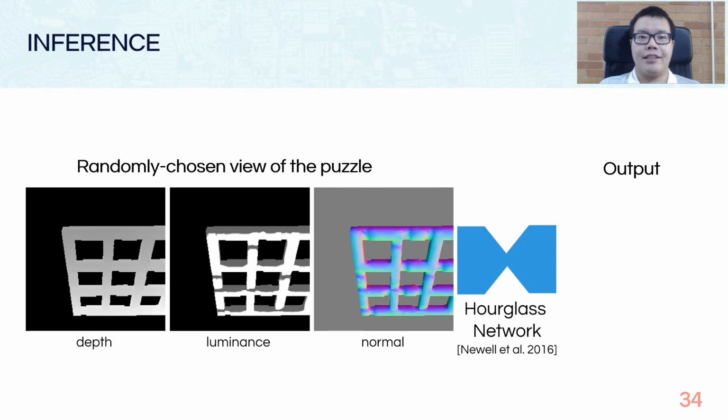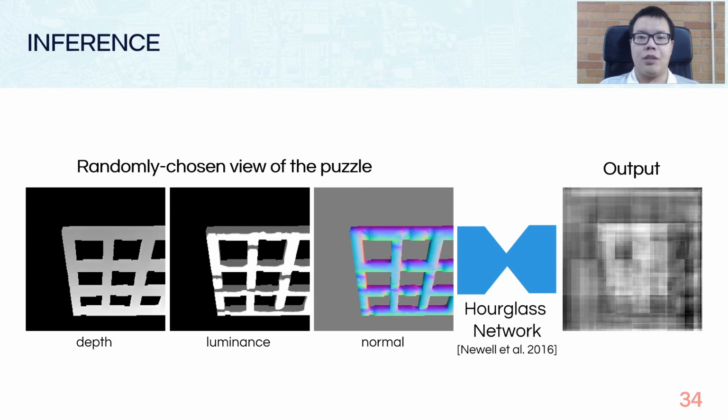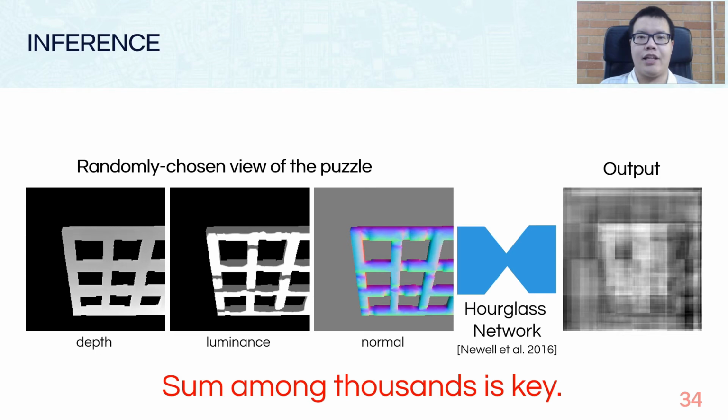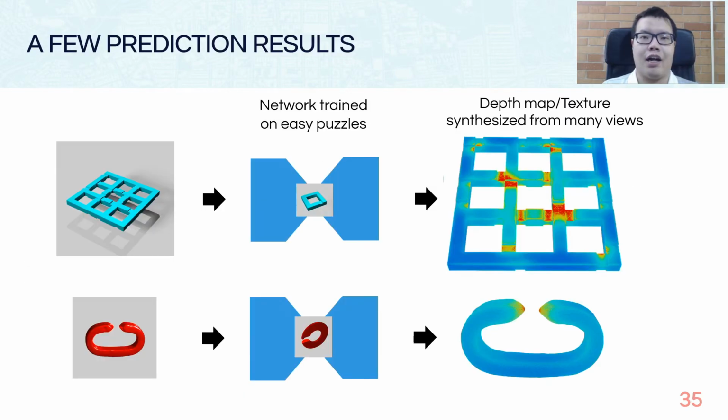The inference is a similar process. We randomly choose a view of the harder puzzle, render depth, luminance, and normal, and send those data to the neural network. However, the output is blocky and noisy and cannot be used directly. The key to the success is summing among thousands of views. Here are a few prediction results, which are depth maps synthesized from many views. We can say one advantage of the neural network approach is we do not need a new algorithm to detect a new type of feature. We just need a new training puzzle.